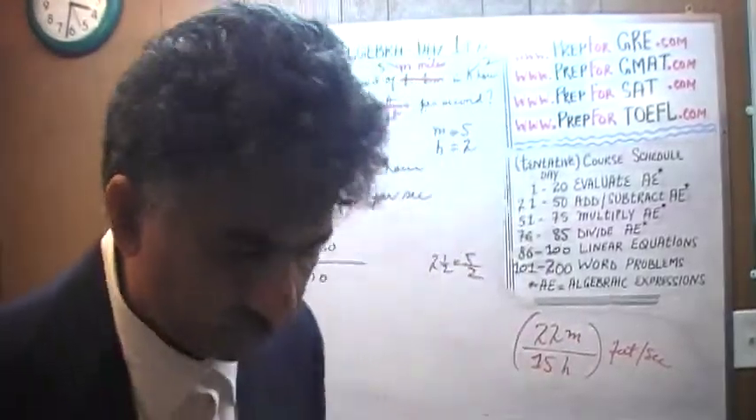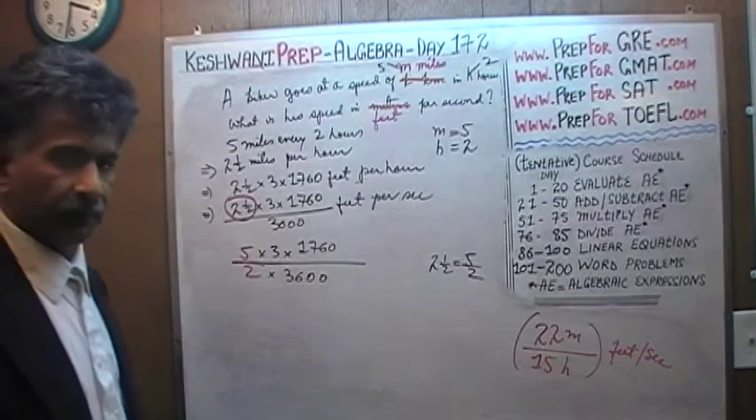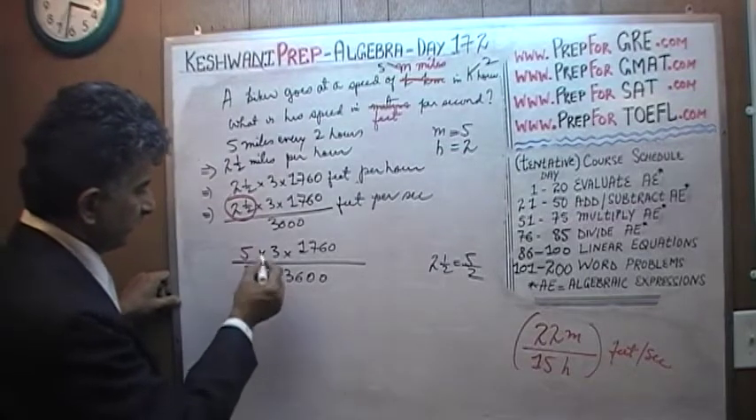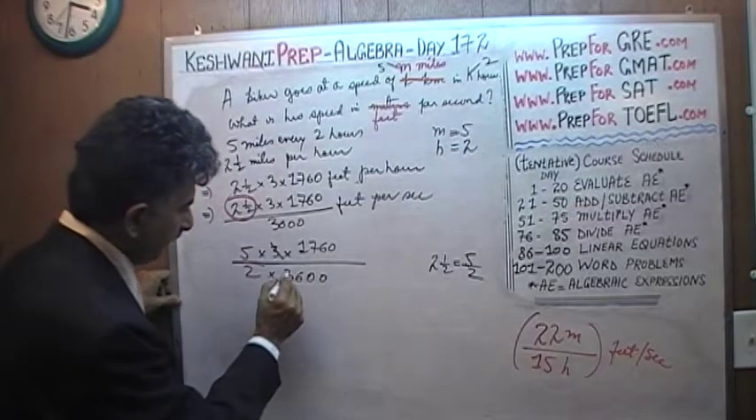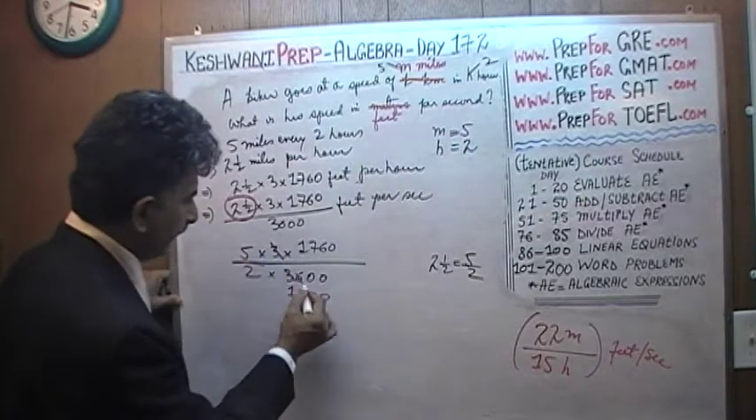Don't reach for the calculator, that is the whole point. We're not here to learn how to use a calculator. We are here to learn algebra. So let's divide the top and bottom by 3. If you divide top and bottom by 3, there is 1, 3 and 3, there are 2, 3 in this is 1200.